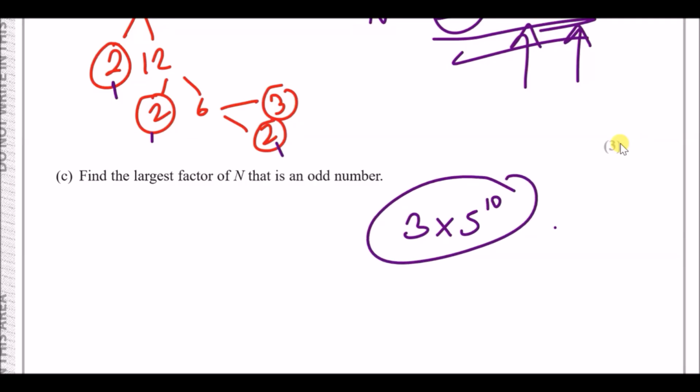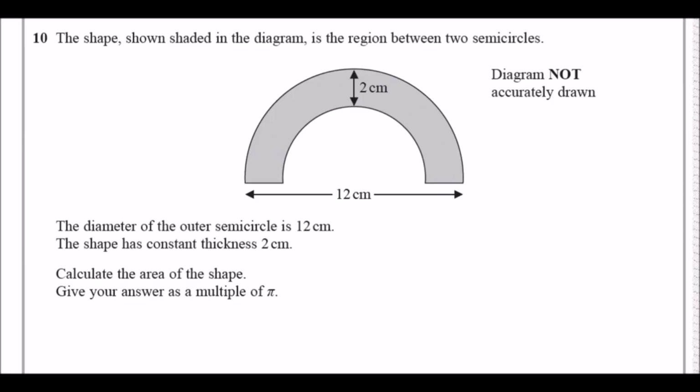That's this question done. All right, number 10. So the shape shown shaded in the diagram is a region between 2 semicircles. Okay, so we've got 2 semicircles. The diameter of the outer semicircle is 12, so this means the whole thing. By the way, when you have circles, it's always best to try and get a radius, yeah? So if the diameter of the outer semicircle is 12, then half of it will give us the radius. So the radius for the big semicircle is 6.